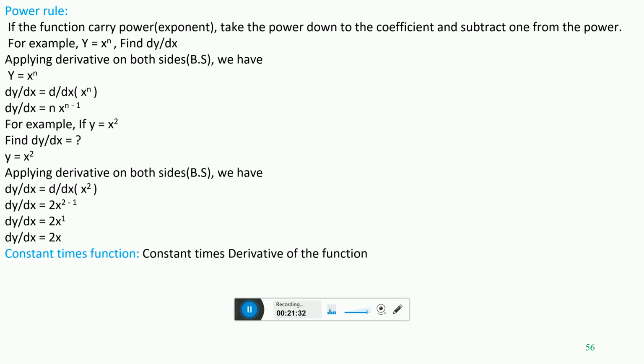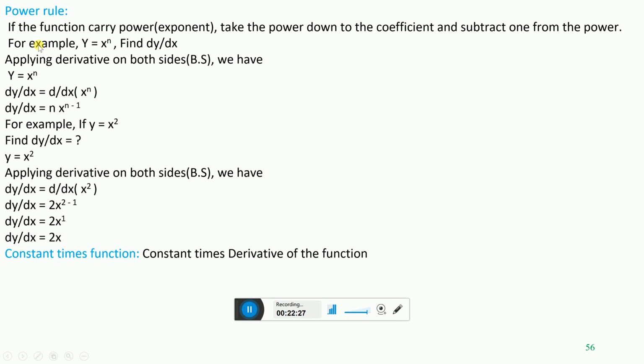Now what is the methodology to find the derivative of a function including an exponent or power? We take the exponent or the power down to the coefficient of the function, and then we subtract 1 from the exponent. This is the power rule. I am again repeating, dear students: take the power down to the zarib, the coefficient of the function, and subtract 1 from the power.